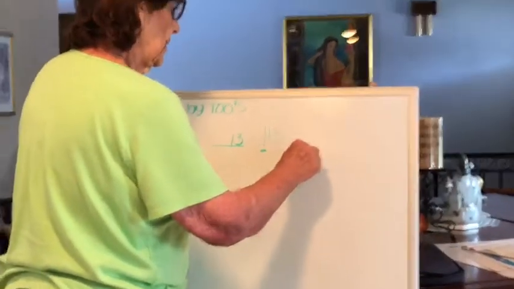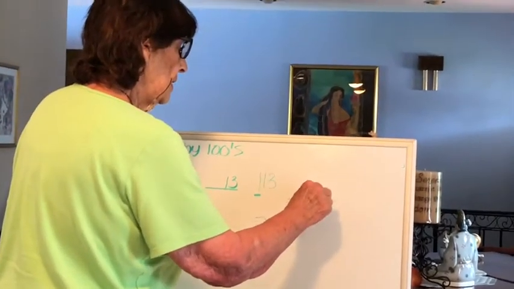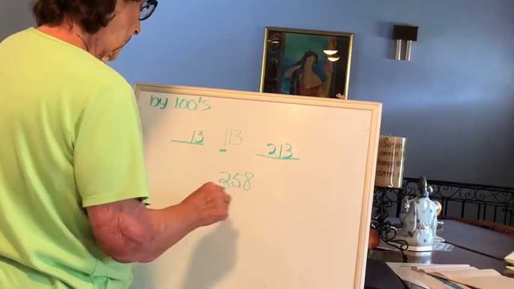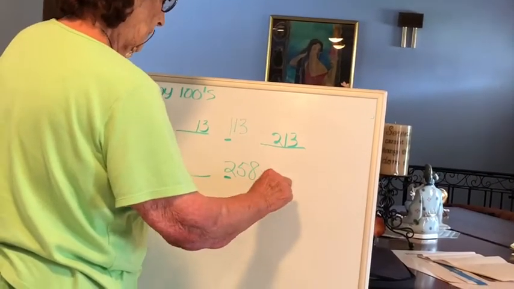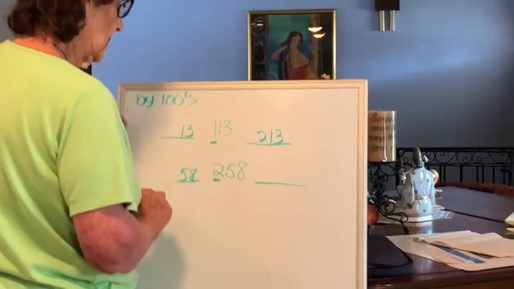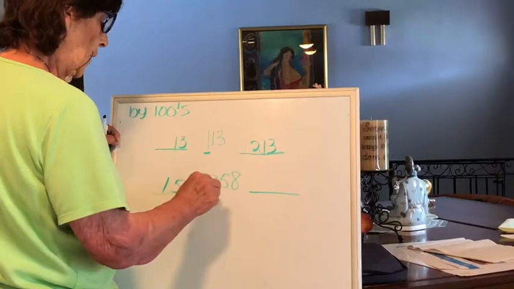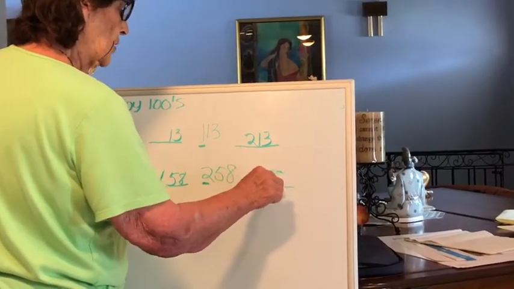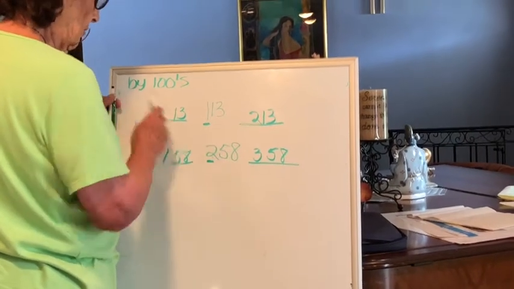All right, now let's look here. We keep the 13. What is 1 more than 1? 2. All right, let's look at this one. Okay, we keep the 58. What is 1 less than 2? 1. What is 1 more than 2? We keep the 58 because we're dealing with the hundreds.